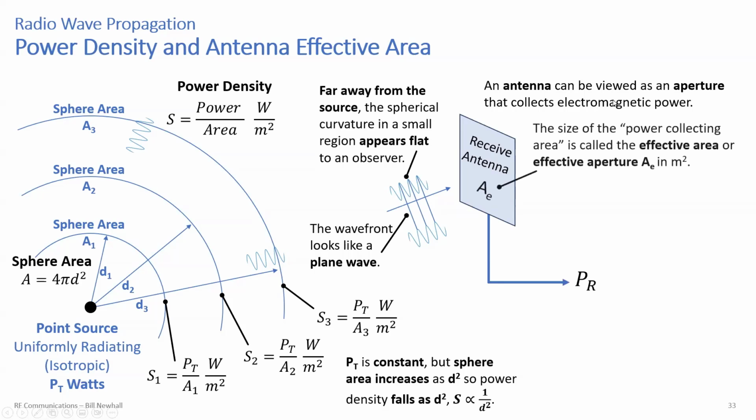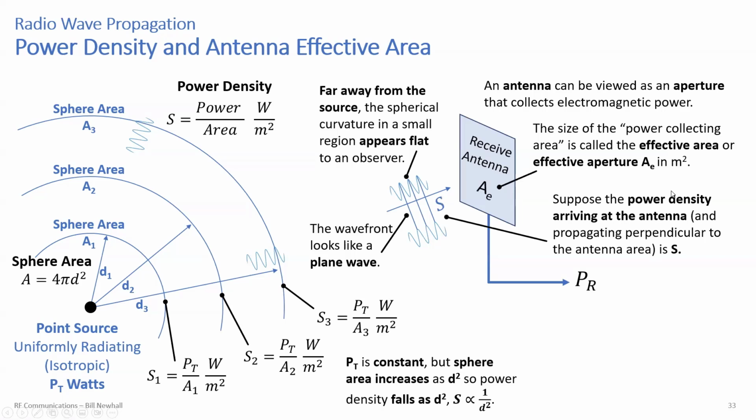In fact, there's something called effective aperture or effective area. And the size of that, what I'm calling power collecting area or power capturing area, is called the effective area or the effective aperture, A sub E. And it's given in just square meters. It's like a window that is letting the power in and collecting it.